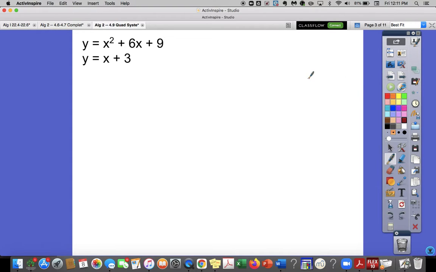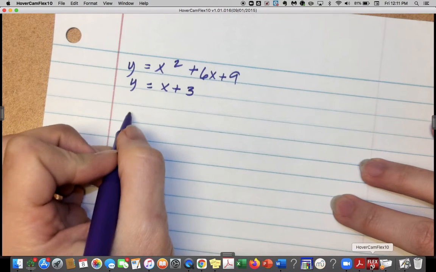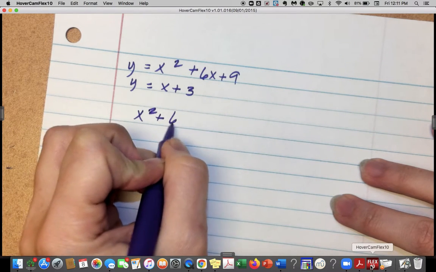If we take this one, let me write this one down. Got y equals x squared plus 6x plus 9, and then I have y equals x plus 3. All right, let's go back to our paper. I'm going to set them equal to each other.